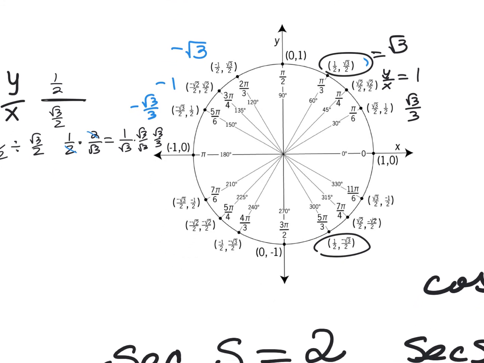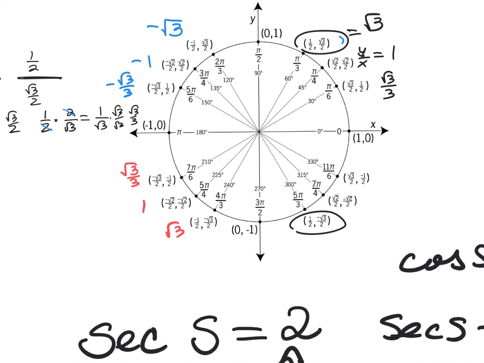Then down here in this quadrant, again, look for the same things. This is going to be negative divided by a negative. Remember, tangent is positive here. This is positive 1, and then this one's the positive root 3. Then over here, negative root 3 over 3, negative 1, and then negative root 3.